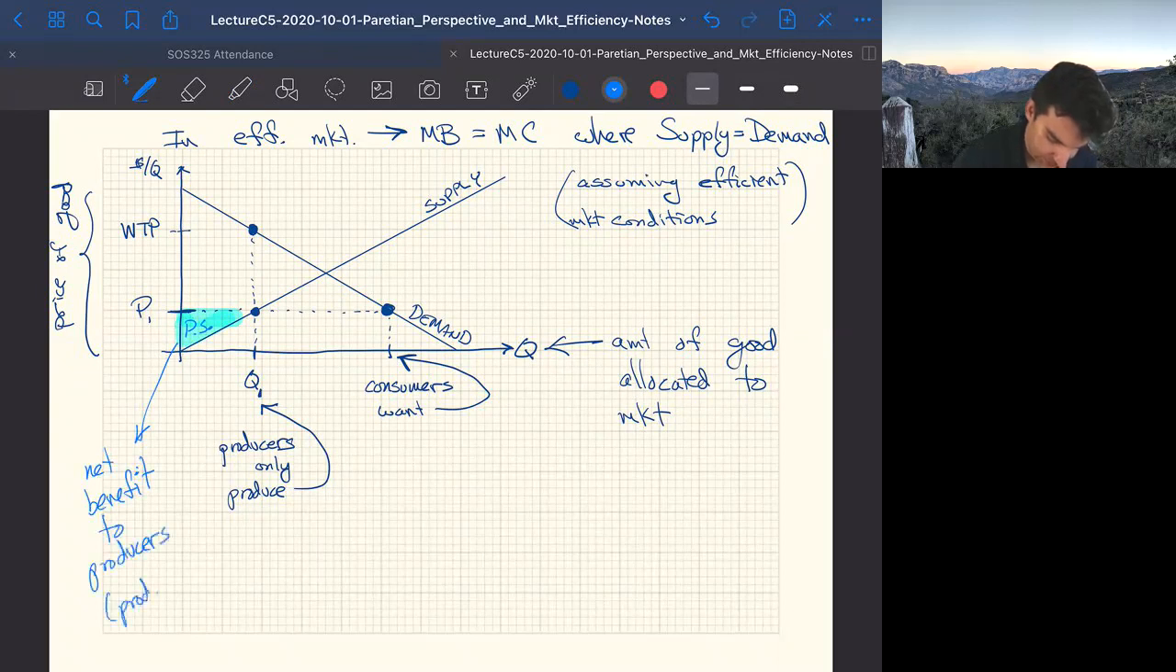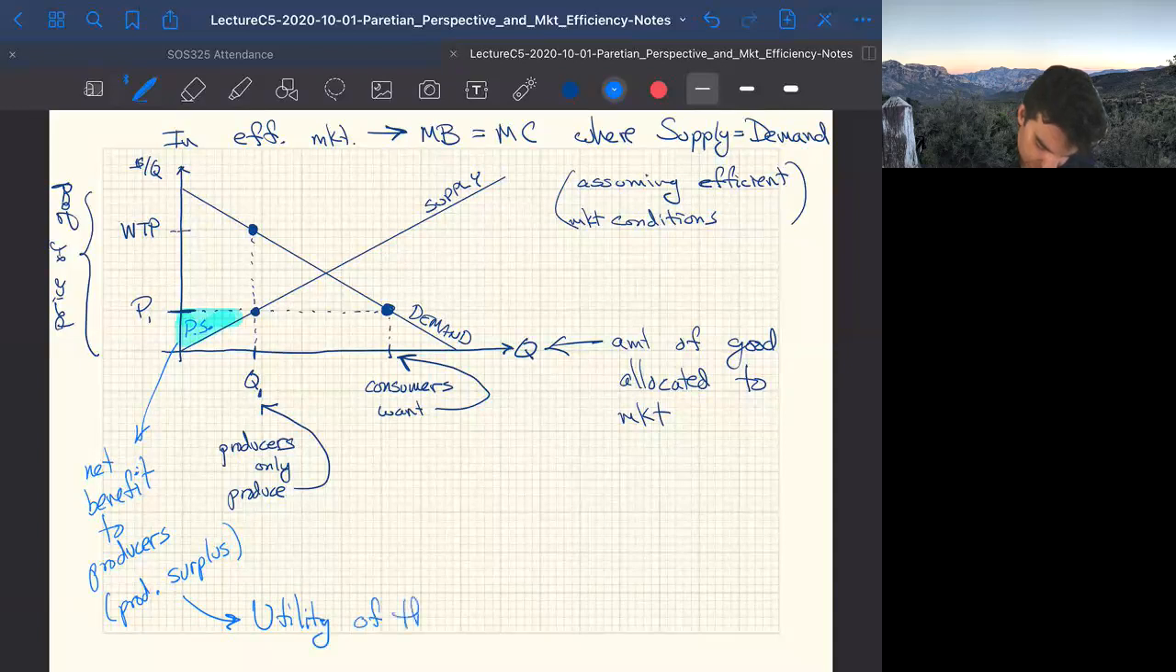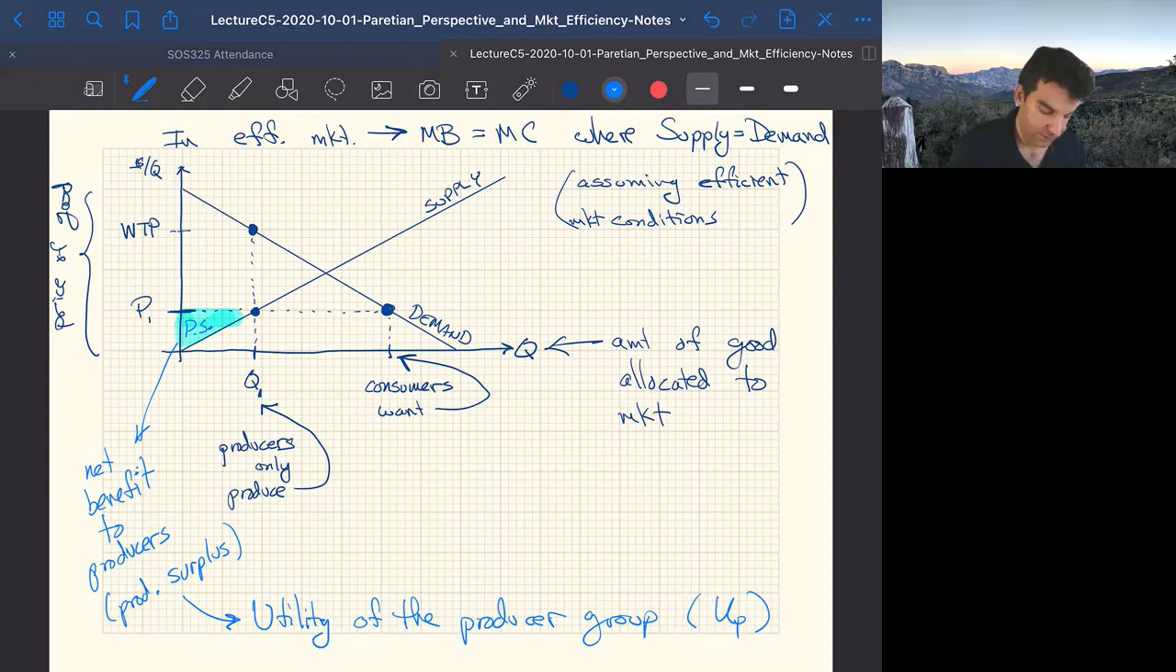So this is otherwise known as the producer surplus, which is the benefit that they get from selling the good at price P1 over and above the cost it takes for them to make or produce each marginal unit of that good. That's what the producer surplus is. This is basically the utility of the producer group, and you can view that as utility sub P. So that's how much utility is in the producer group.